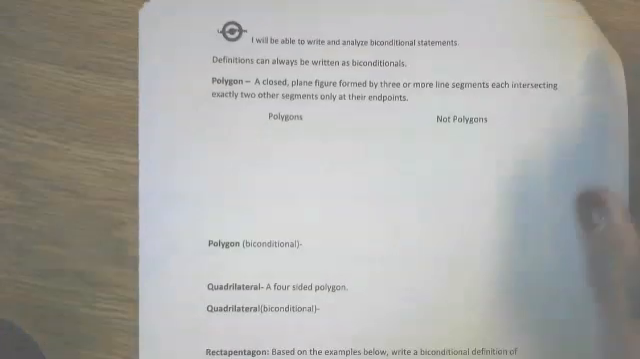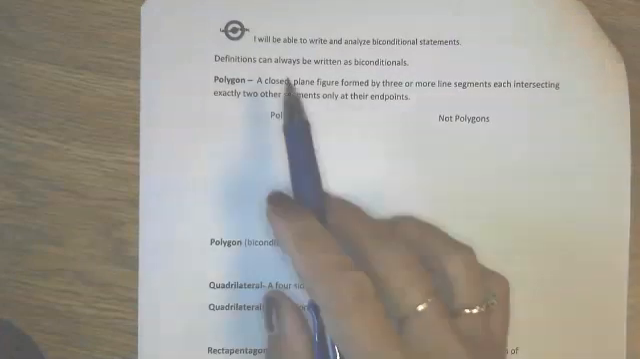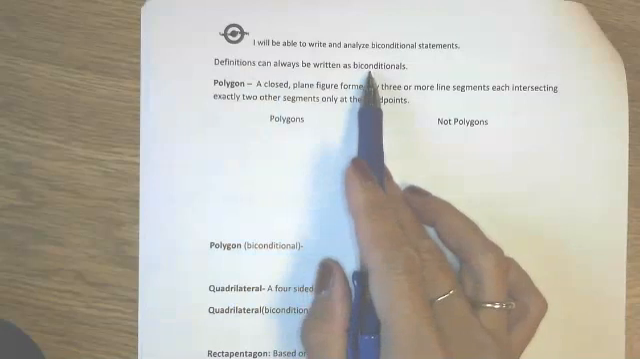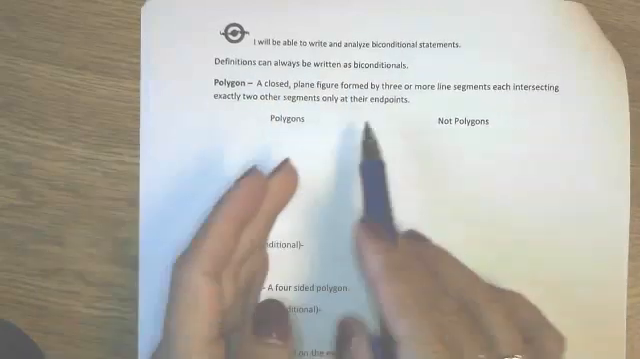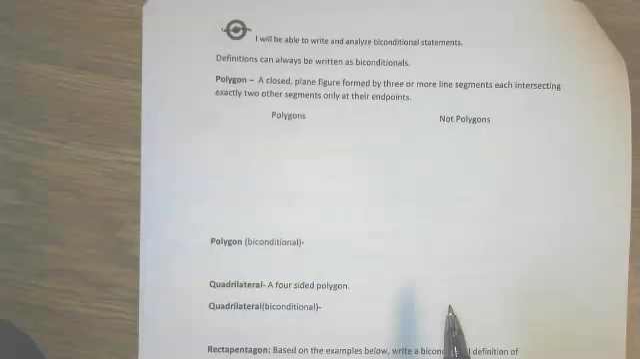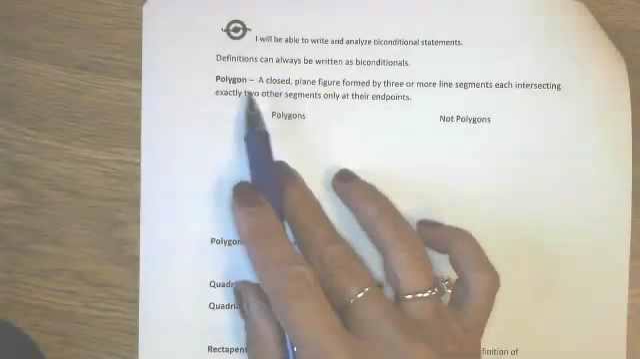Oh, definitions, my favorite. Definitions can always be written as biconditionals. You can start with the definition and say it is the word, or you can start with the word and say it is the definition. But we're going to take it one step farther here in geometry. Here's an example.